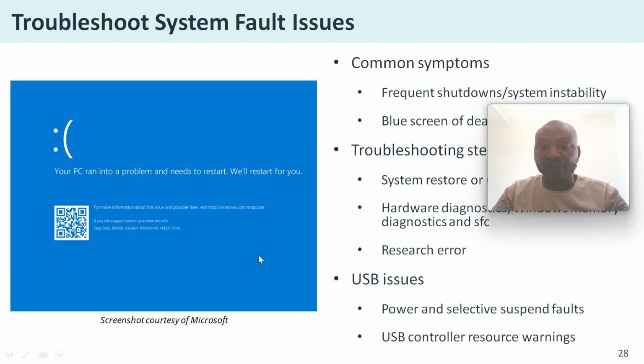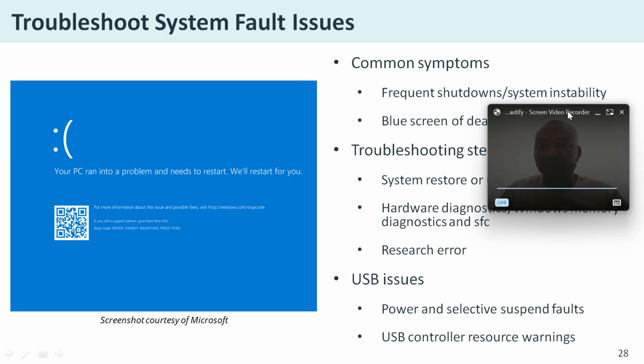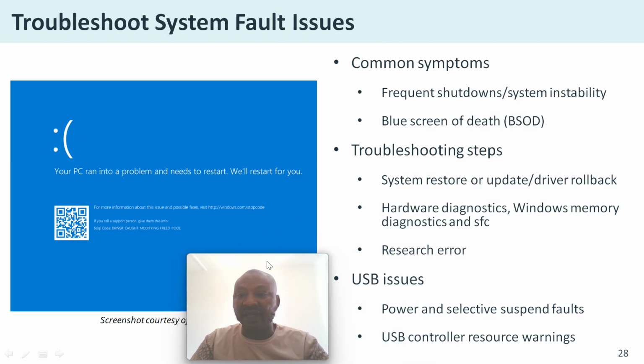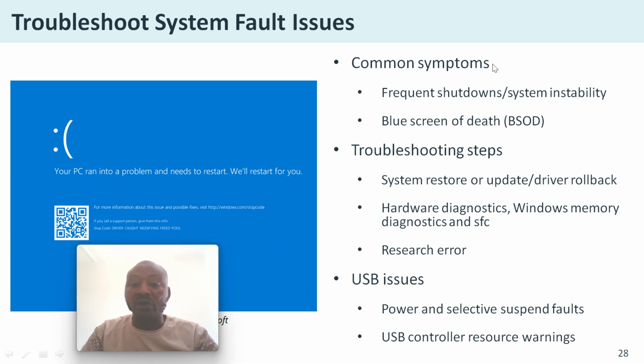Right? So these are blue screen issues. If you see something like frequent shutdown, system instability, blue screen of death, these are some common issues you see. This can be as a result of power failures, or frequent shutdowns. When you see these things, these are the causes.